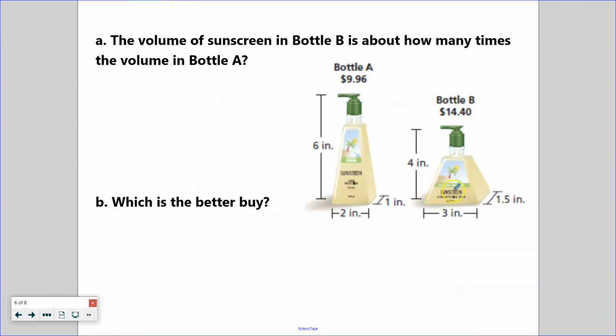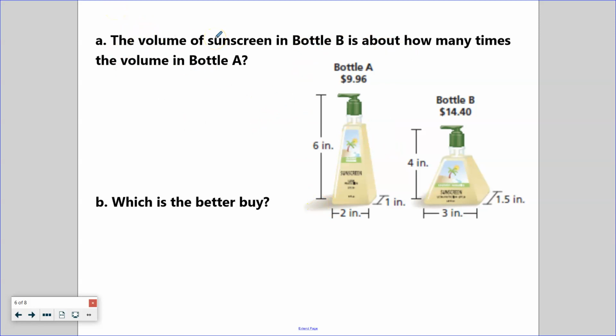All right, so real life example here. You might have seen something like this. This reminds me of, what was that store called? I don't know, they have a bunch of smelly stuff in there. They're always in a mall somewhere, but I can't remember the name of the store.